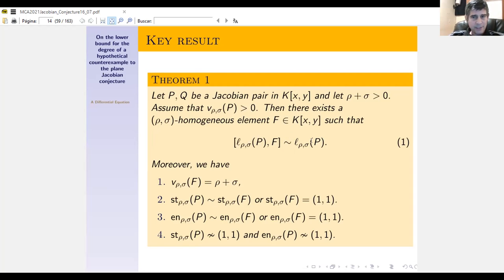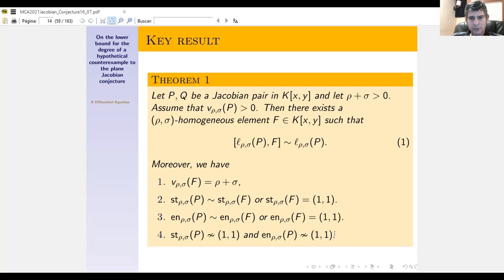Okay, so this result, as I said, was known, but not used very much. And if we look at the geometric side of this result, we have some additional properties. The valuation of F is ρ + σ. The starting points of P and F are aligned, one is a constant times the other, or the starting point of F is necessarily (1,1). The same is valid for the endpoints. And the last property is that the starting point of P cannot be aligned with (1,1), and the endpoint also.